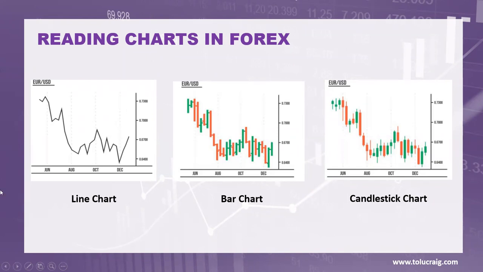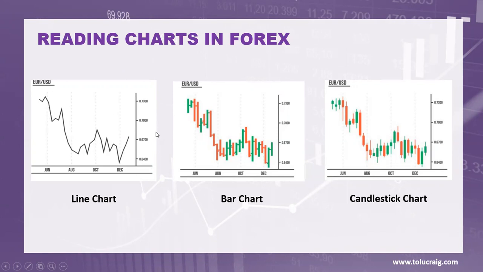So we have the line chart, we have the bar chart, and then we have the candlestick chart. Most times, this candlestick chart here is what is most commonly used. This green candle here means it is rising. This one means it's falling. Rising, falling, rising, falling. That is how the market actually moves. The market does not move on a straight line. The market moves more like a zigzag form.